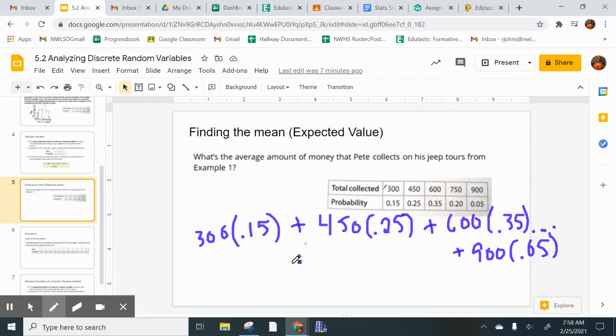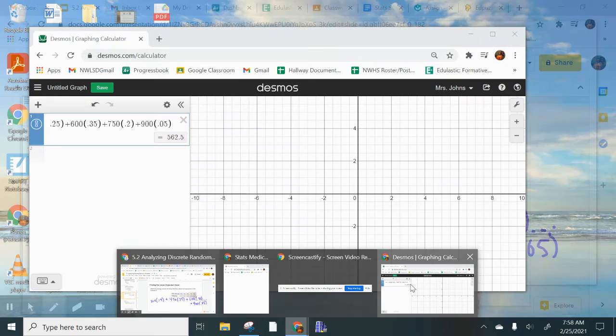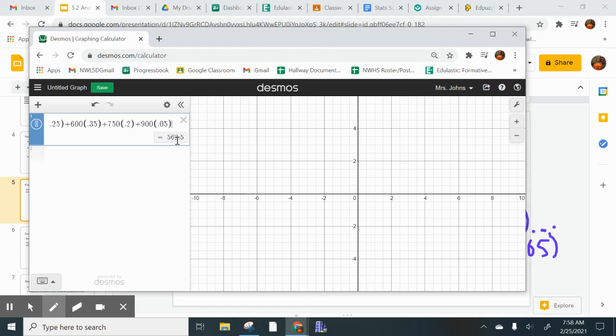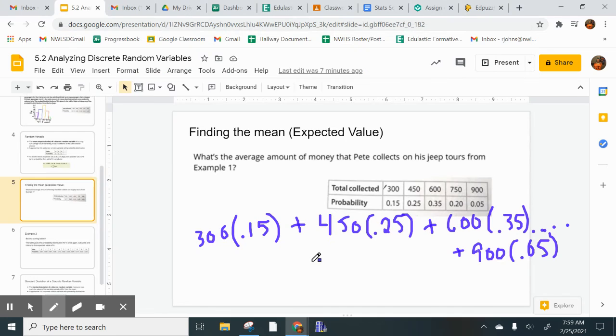Okay, I plugged that into Desmos here, and I got 562.5. So that would be our estimated mean, 562.5, or 50 cents, I should say.